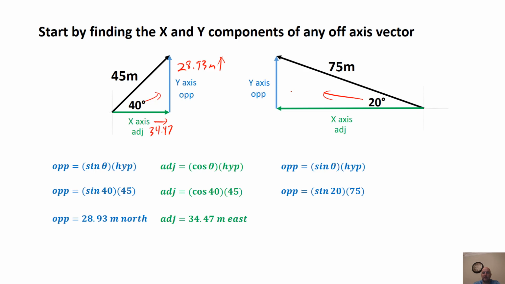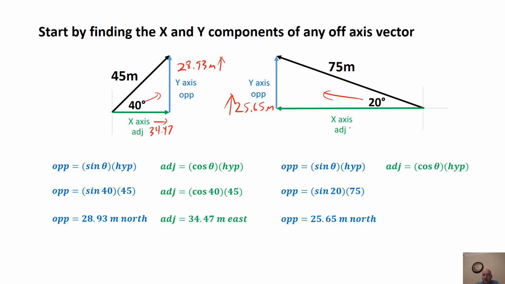So to solve for the y-axis, to solve for this opposite, it's going to be sine of 20 times the 75. And we're going to get 25.65 meters in north as well. So you can already see you're going to have to add these numbers up together. That's why drawing this out really would help, because if they were opposite, you would have to subtract one from the other. So you can kind of visualize what you have to do already.